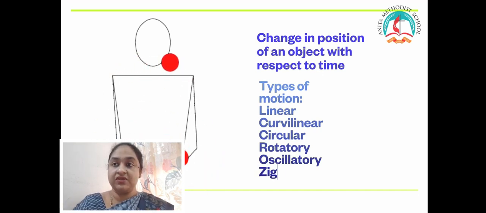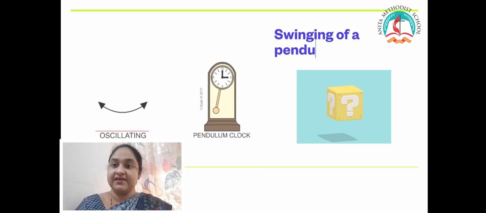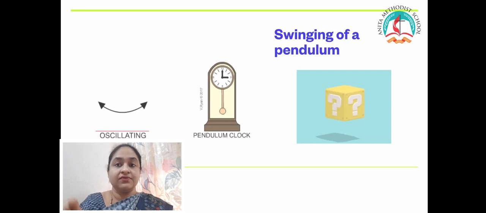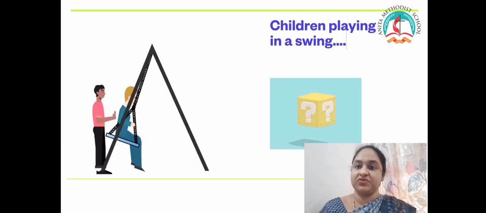Now, the swinging of a pendulum in a clock. What kind of a motion is it? It is oscillating. The pendulum is oscillating back and forth. Now tell me, when children play in the swing, what type of a motion is it? It is also oscillatory motion, moving back and forth.